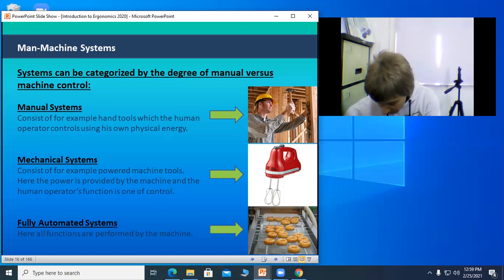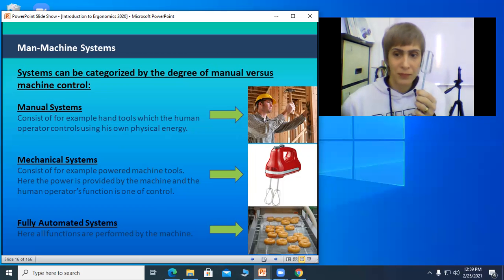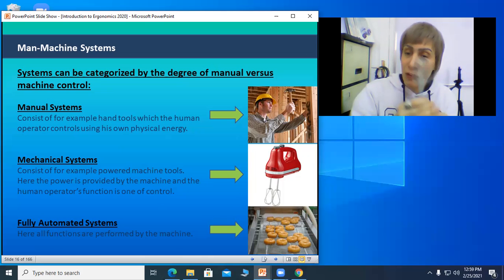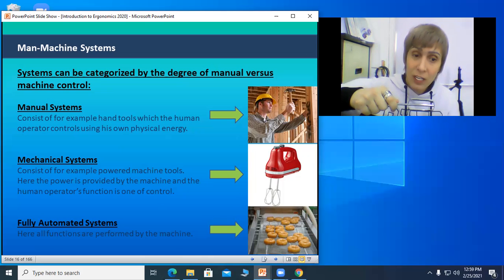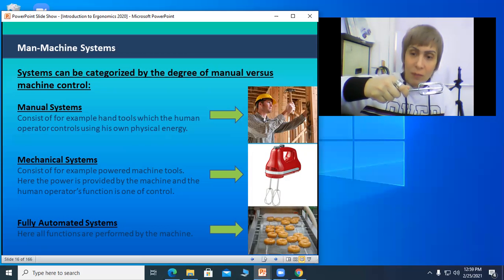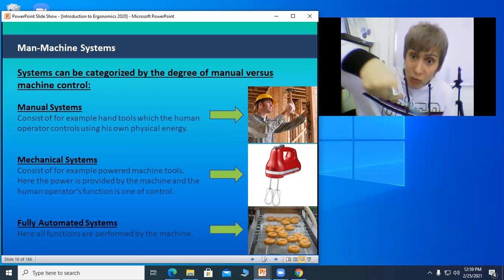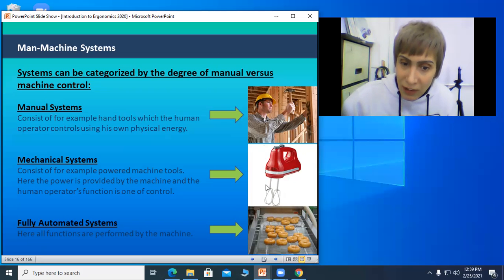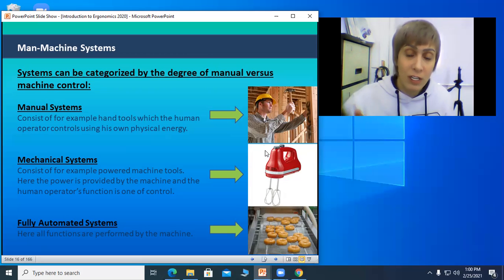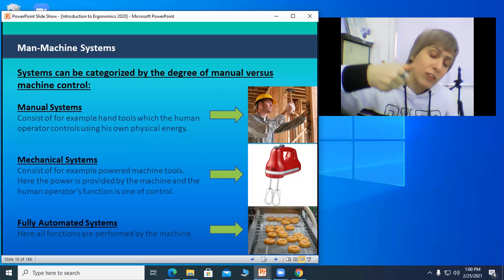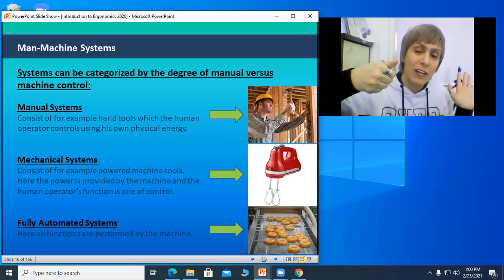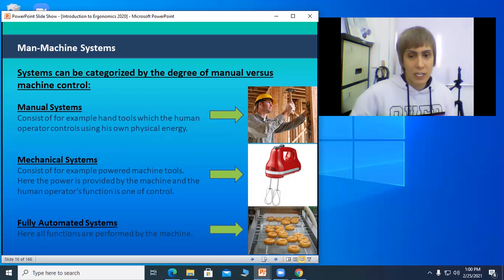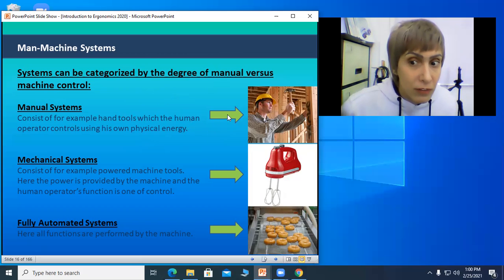Imagine this is a manual system. So manually, I have to do this. But when we have a powered tool like this, I don't have to do the work. I just switch on the button and I wait. I'm relaxed, and I wait for it to finish. So the requirements for manual systems are very different than for mechanical systems.